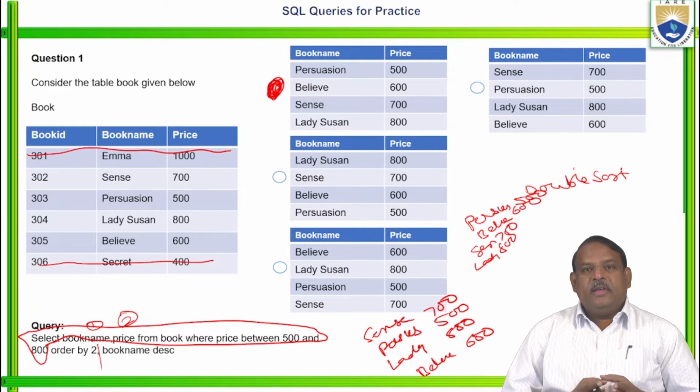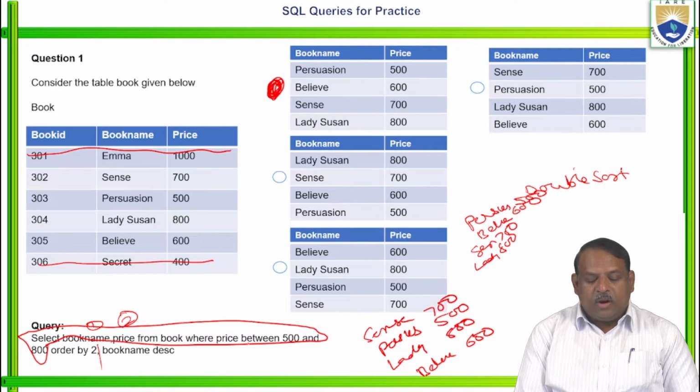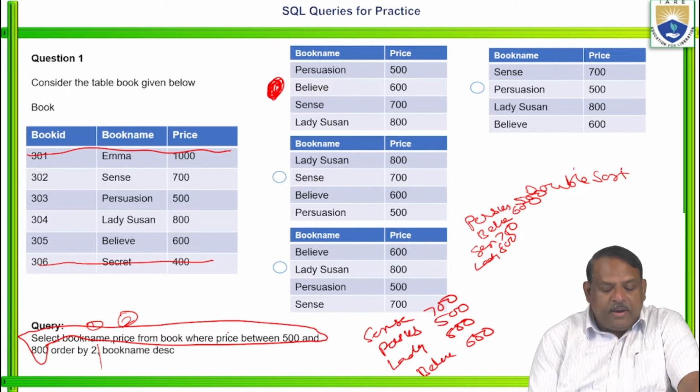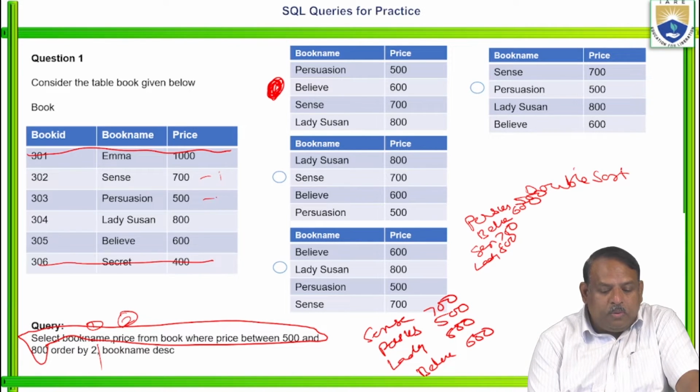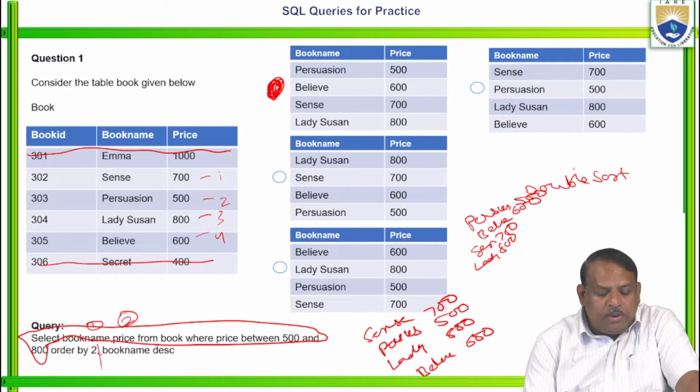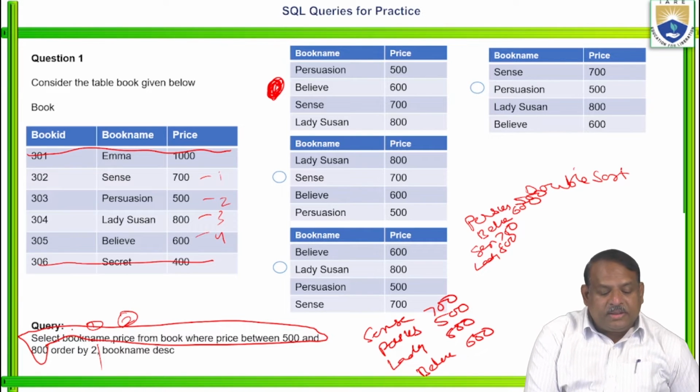See, this question is, they have given us a query to find out the order of the records. So first we have to break up to the where clause. Up to the where clause, you have to say what are the records between price 500 to 800. Price between 500 to 800. There are 4 records. 1, 2, 3, 4. Then we have to order by 2 here. 2 is the second column in the select statement. It is not the second column in the table. It is the second column in the select statement.